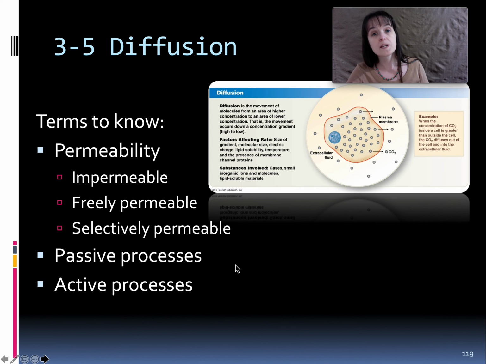First is permeability. Permeability is the property of a membrane that determines what can cross the membrane. So this is about whether or not things can cross the membrane. The membrane might be permeable to water, but impermeable to solutes. It might be permeable to solutes, but impermeable to water. So it can be permeable to different things.